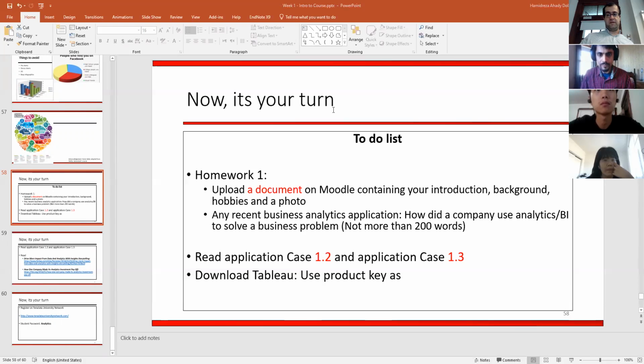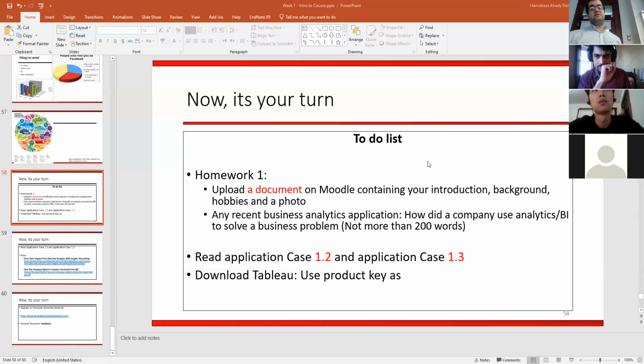Hi, Professor. Can I ask what is the key of the Tableau? Yeah, I ordered a student license for all of you. I think it takes about 1 week for us to get the license. But before that, you can install a trial version, and you can use the trial version for 2 weeks. Okay, gotcha. Thank you. You're welcome.